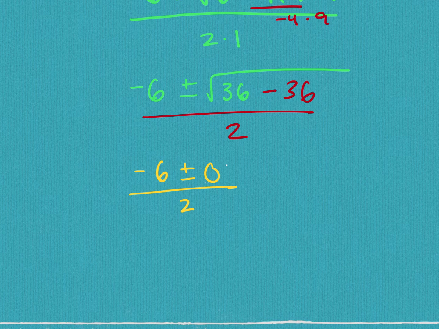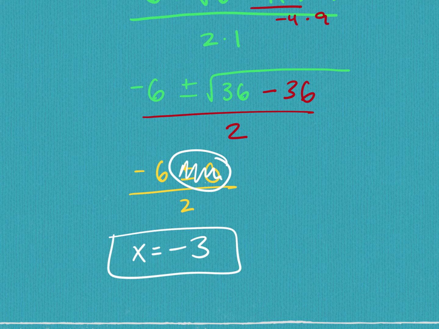What do you think we can do with that plus or minus 0? We can take it away. Plus or minus 0, we're not adding or subtracting anything because it's 0, so we can just take it away. And what's negative 6 divided by 2? Negative 3. So our answer is x is equal to negative 3.